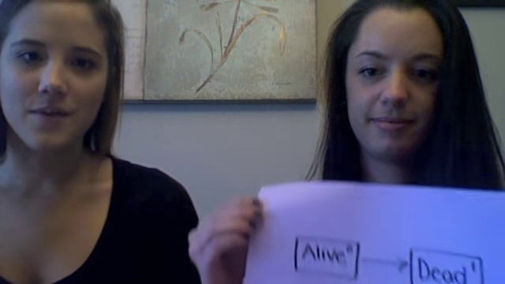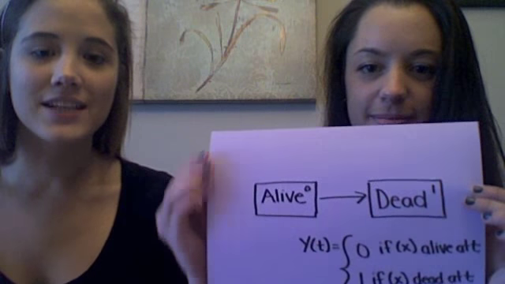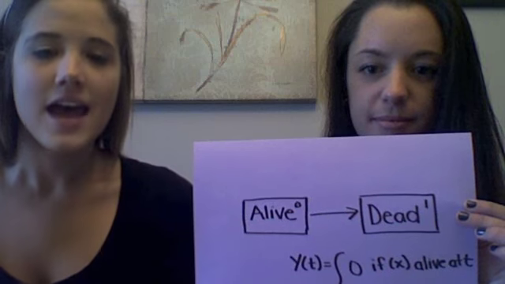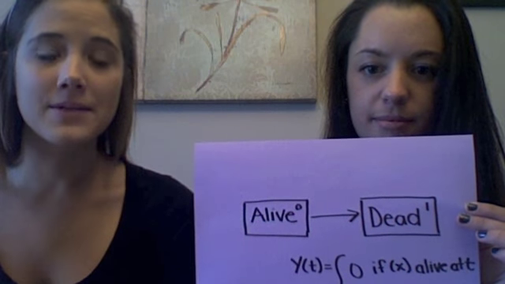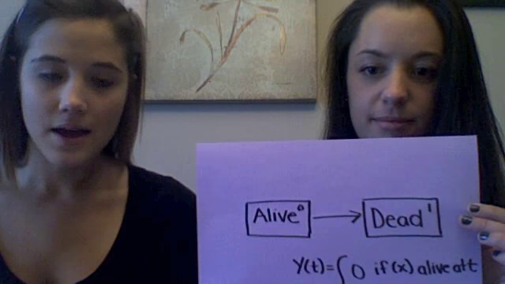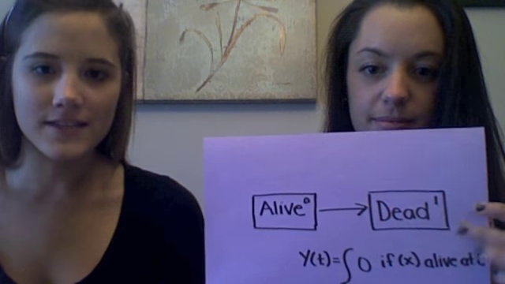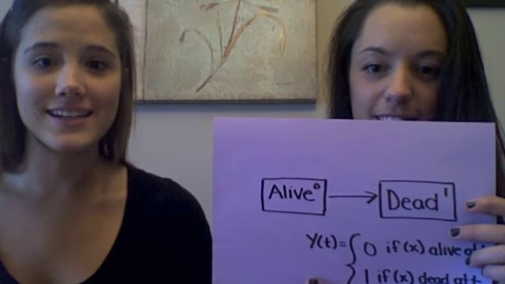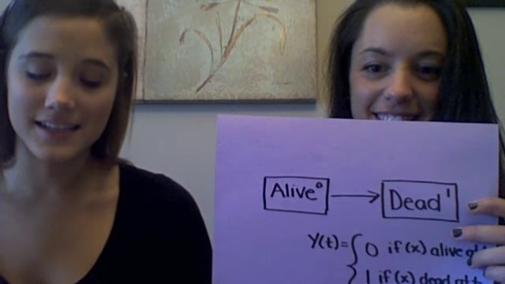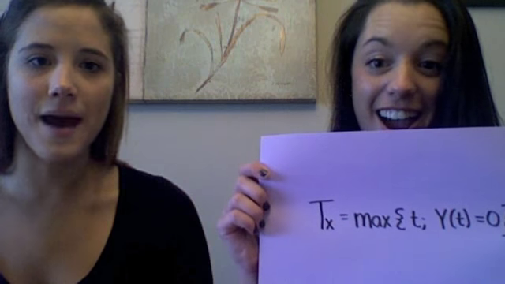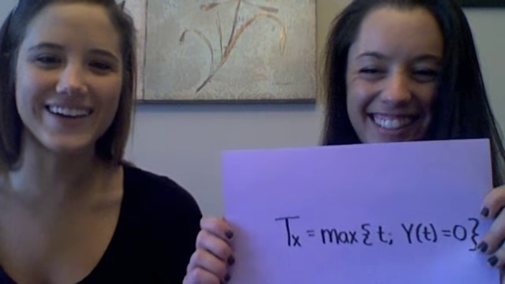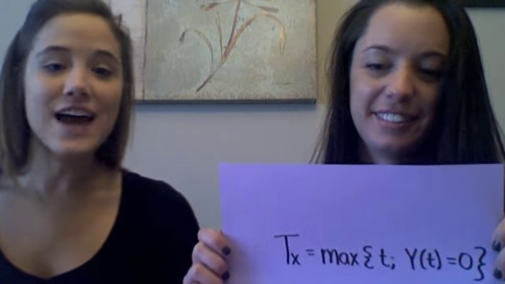So up until this point in class, we have been using the alive-dead model, where an individual life-aged X moves from the alive state to the dead state. And we have defined Tx to be the time until death of the individual aged X. But in reality, we have a continuous process. So we define a new variable Y of t, which is equal to 0 if X is alive at t, and 1 if X is dead at t. Therefore, we now redefine the random variable Tx to be equal to the maximum of t such that Y of t is equal to 0. So in general, there are many policies which can be modeled by more than one state.